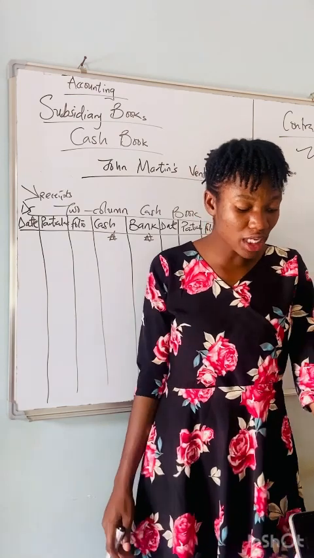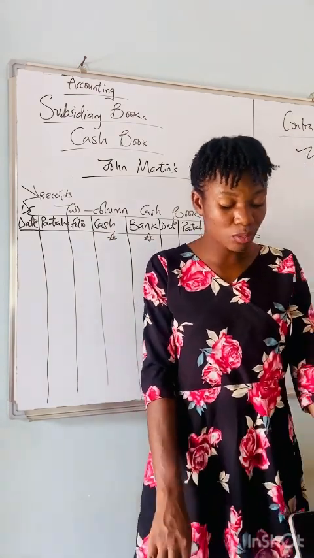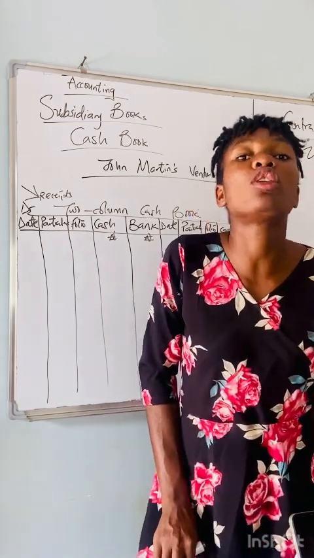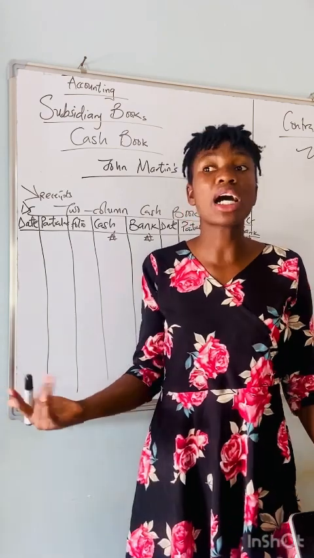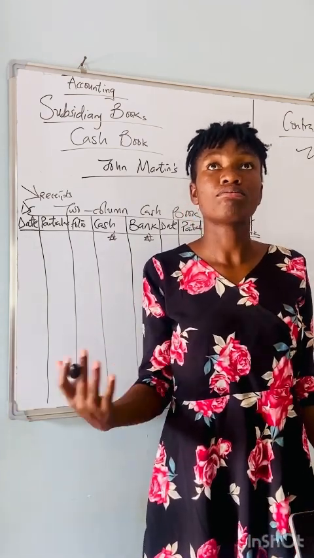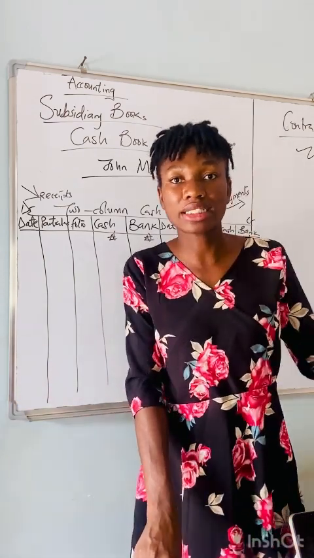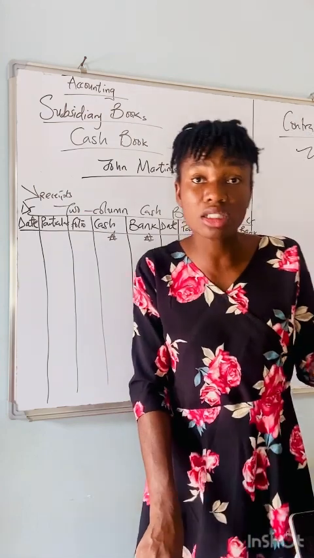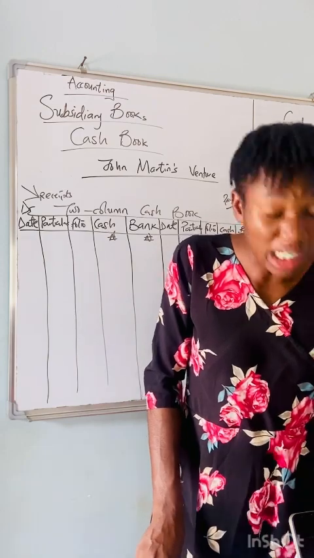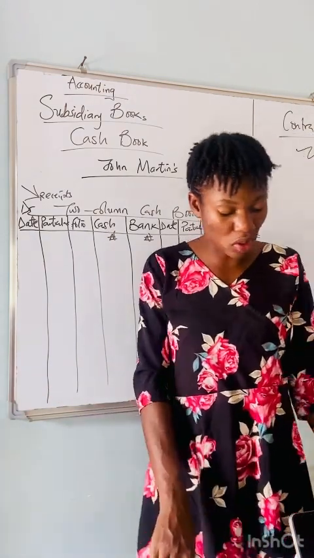Now, we have that on the 1st of May 2013, commence business with a cash of 60,000 naira and a bank balance of 80,000 naira. So now we have two amounts, or should I say, we have two details. There is cash at bank and then there is cash in hand. There was a cash of 60,000 naira and a bank balance. It was also money in the bank, okay, of 80,000 naira.